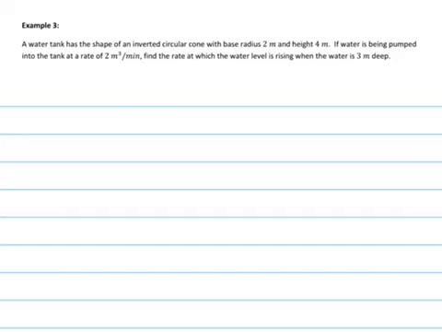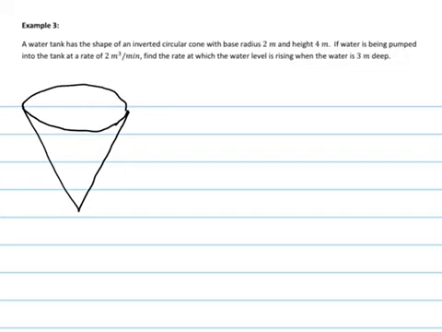Okay, so we're talking about a relation between the level of the water, the height, and the radius of the cone, which is 2 meters. So let's consider the shape of our tank here. If I can draw a decent cone, we'll see. It's not bad. And it's definitely not to scale. Let's see, the radius here is 2 meters, and the height here is 4 meters. And we want to look at when the water is 3 meters deep.